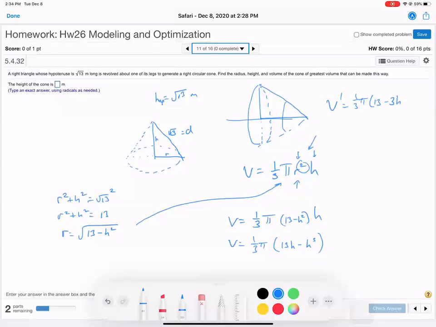So it's just going to be h squared. We make this go to 0. So volume is changing in reference to h at 1 over 3 pi, and we're going to make this go to 0. So when does this go to 0? 13 minus 3h squared equals 0. We subtract the 13 and divide by the 3. H squared is equal to 13 divided by 3. H is equal to plus or minus the square root of 13 over 3.